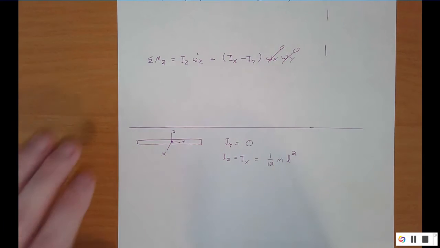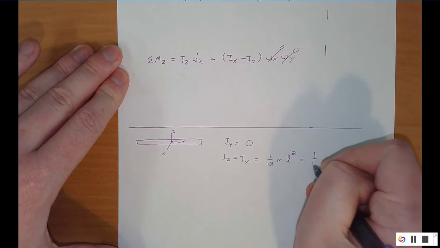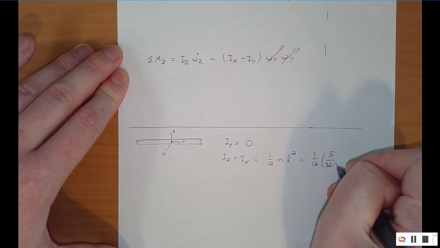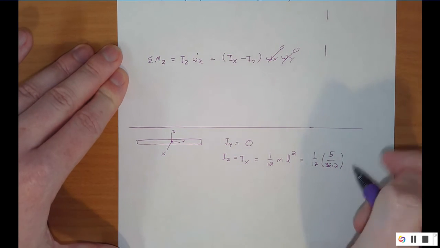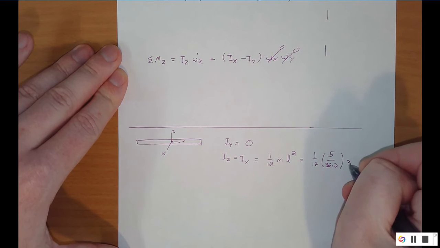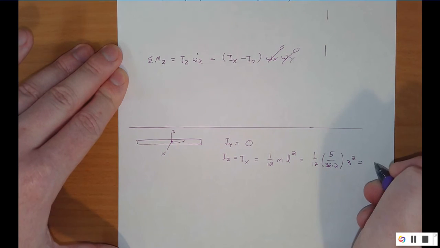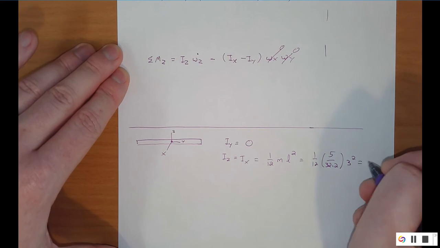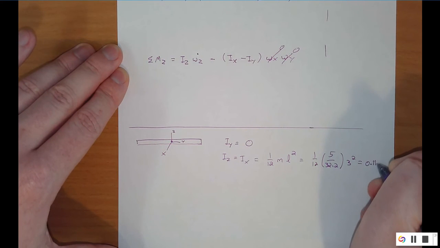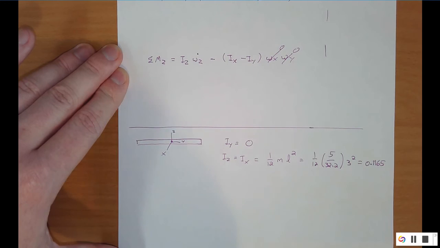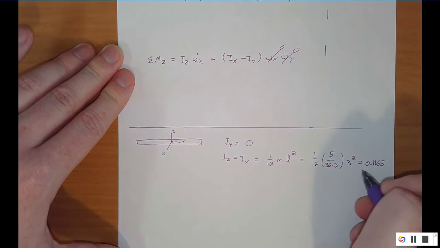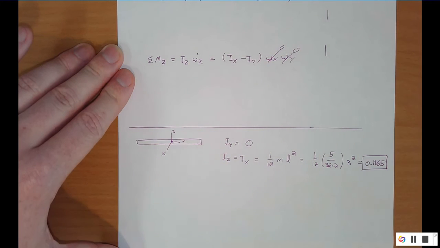So in that case, we're going to get 1/12. This is a 5-pound rod. We divide it by 32.2 to get mass, and it is 3 feet long. So when we do that, we get a total of 0.1165 feet to the 4th power, if you want to put units on that. Okay, so we'll need that.